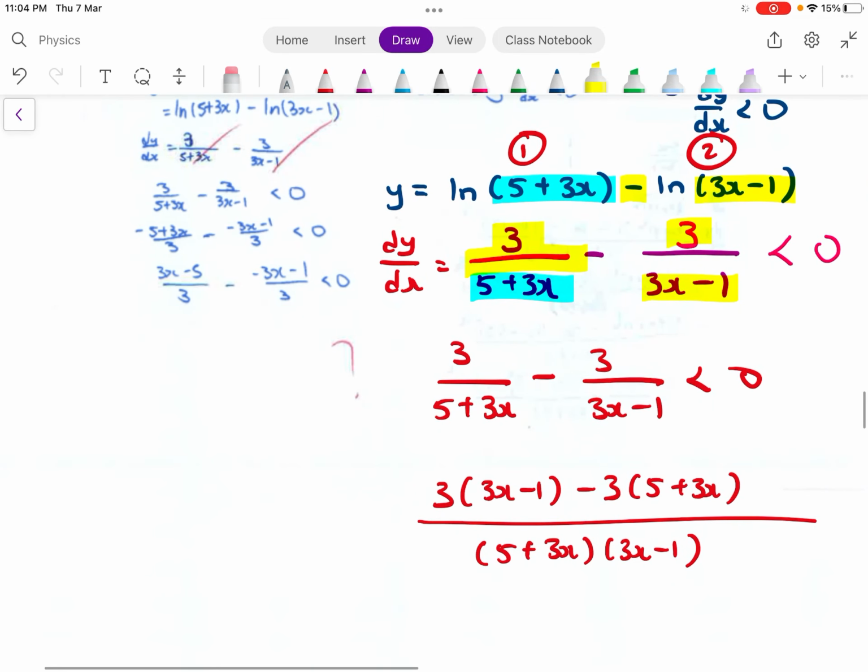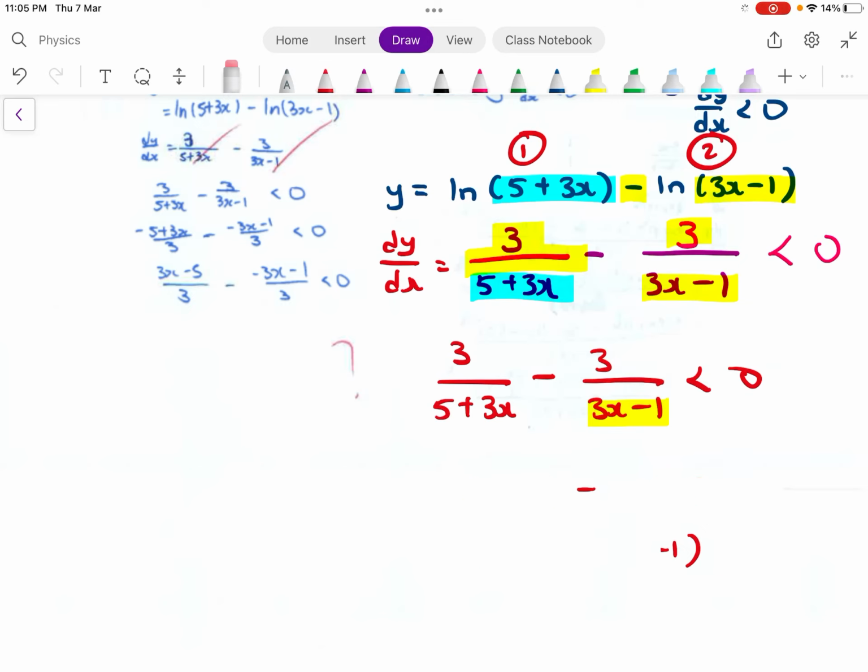The next will be, how do I actually get the values of x for which this thing is decreasing? Very simple. Every time you see two fractions on the left hand side, the first thing that comes to mind will be making the same denominator. You look at the very first fraction, you multiply by 3x minus 1. So the first fraction: 3(3x minus 1) over (5 plus 3x)(3x minus 1).